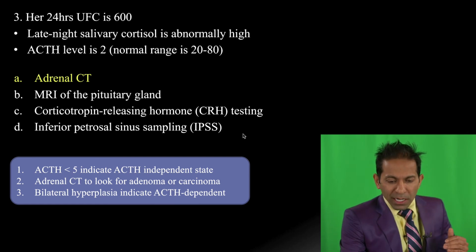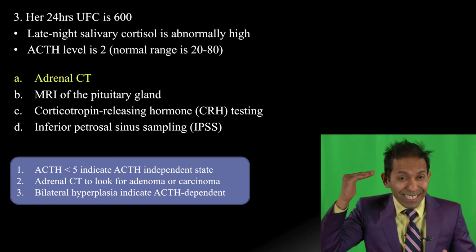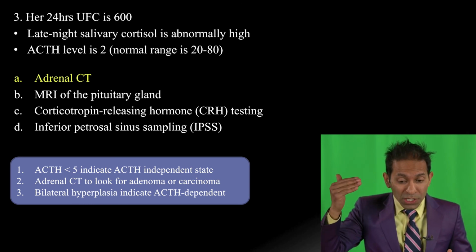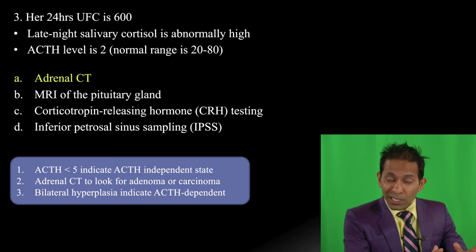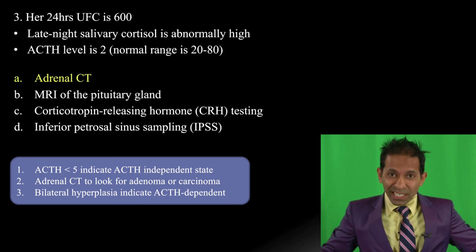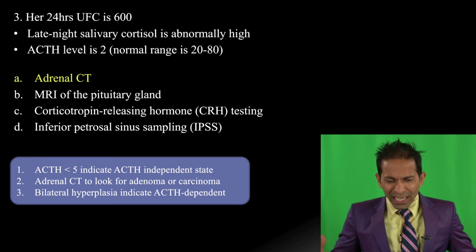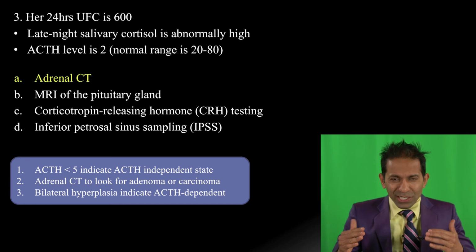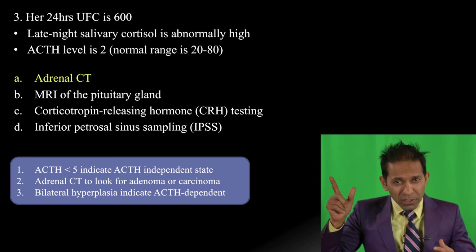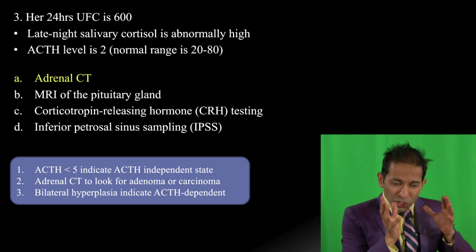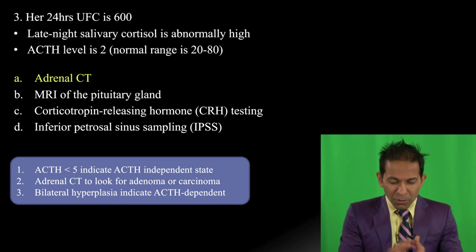Now, MRI of the pituitary gland, corticotropin releasing hormone, or inferior petrosal sinus sampling we do if the patient has Cushing disease, which is the central cause of ACTH dependent Cushing syndrome. This patient has low ACTH, so you want to do adrenal CT, okay? Now, if you do adrenal CT and she has bilateral adrenal hyperplasia and borderline high ACTH, then she has an ACTH dependent cause, okay? So most likely this patient might show adrenal adenoma or carcinoma.